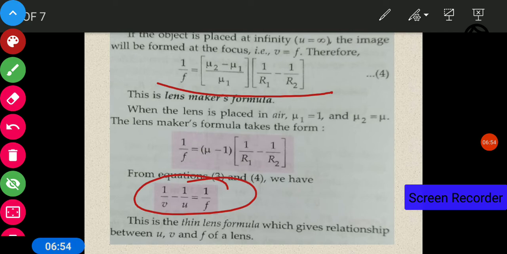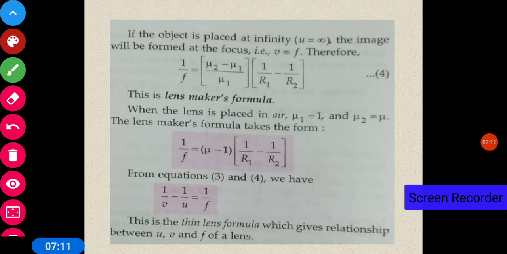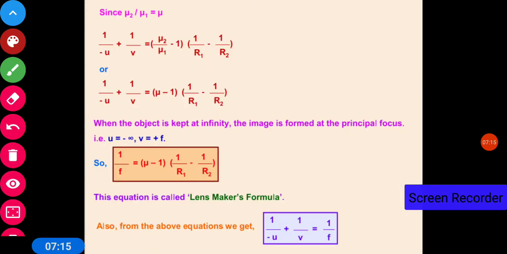Whenever a question is asked in the examination, you should read the question carefully. If the lens maker's formula is asked, then you will derive this formula, and if the lens formula is asked, then you will derive 1 upon v minus 1 upon u is equal to 1 upon f. Now let us see how to derive the lens formula.